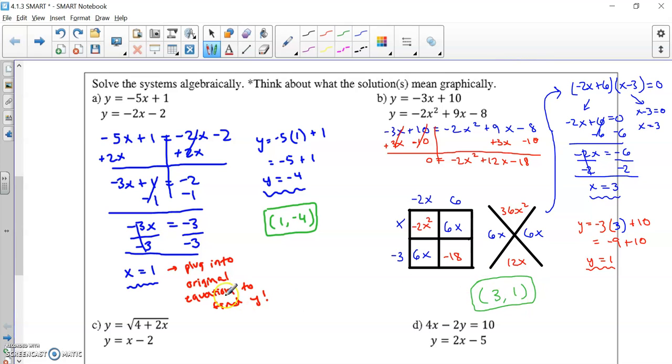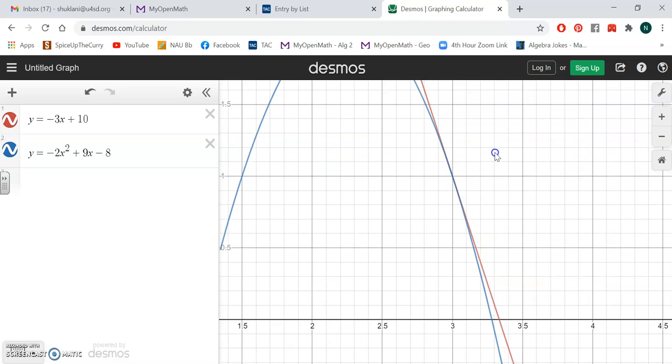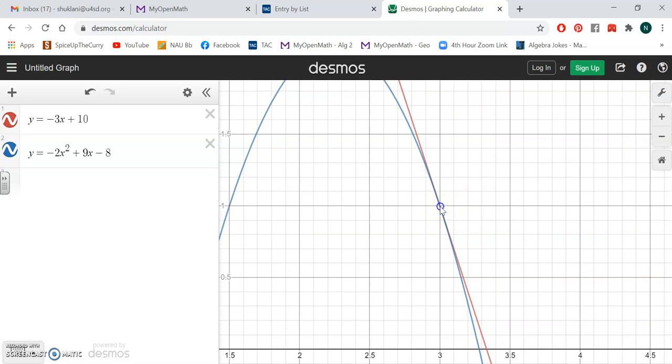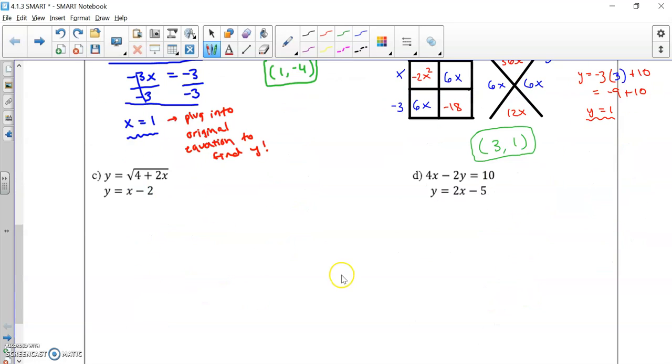Okay, and let's take a look at the graphs so we can see what's happening as well. All right, I've already graphed it for us here. I've graphed them in Desmos, and if we zoom in, we can see that there is just one intersection point, and it is right here at 3, 1, just like we got algebraically. All right, on to the next problem.